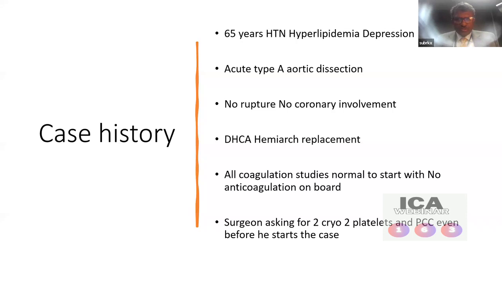So the surgeon, before starting the case, was asking for 2 cryoprecipitate, 2 platelets, and PCC before he even started the case. So how do we, as anesthesiologists, respond to these requests? Can we just go blindly by the surgeon's request, or do we use our scientific rationale? So we go through each phase, preoperative, intraoperative, and postoperative, and see how we can manage with anesthesia, perfusion, and the surgeon, and go from there.